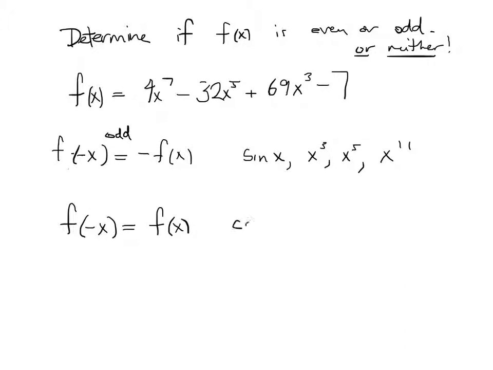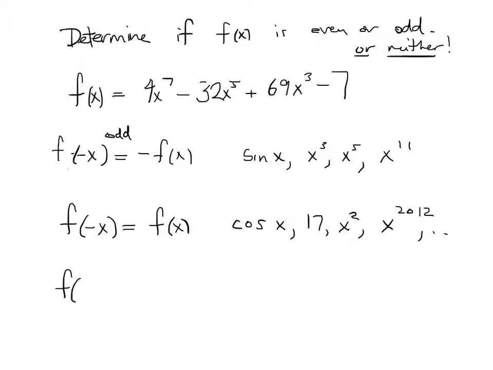And the models there are cosine x. Any constant, like 17, would be even. And x squared, x to the 2012, etc. Okay? Already, from what I've given you, you have enough clues to know that this guy right here is neither, because we've got a mixture of oddness and evenness, and they're added. Okay? But let's actually test it carefully.